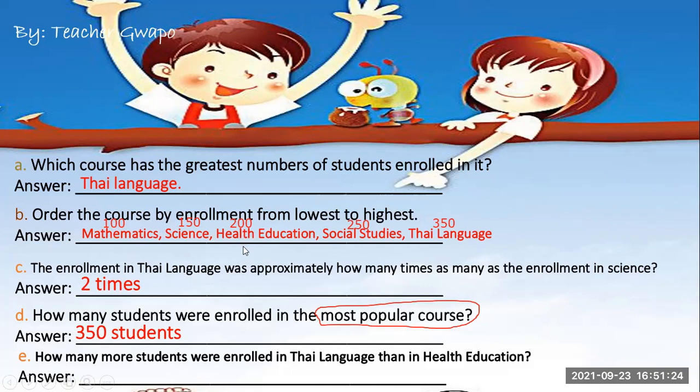As you can see here, if you look at the bar graph, there are 200 students enrolled in health education. So it's like 350 minus 200. So the answer here is 150 students. That is the difference. So 150 more students enrolled in Thai language than health education, because Thai language is very popular. That is the most popular course. Okay, you're done. Very good.